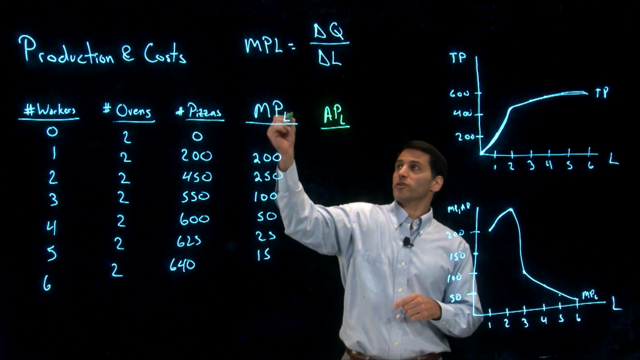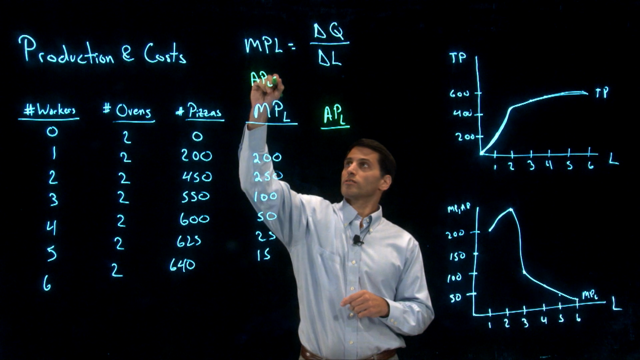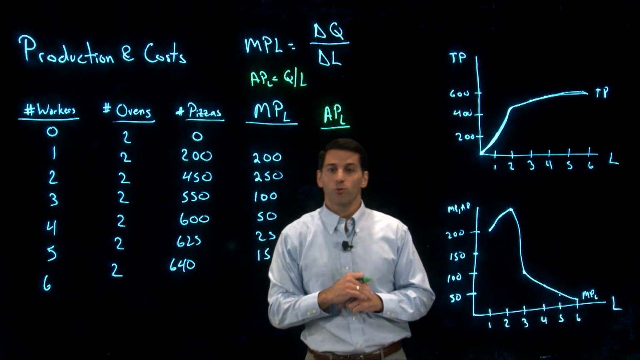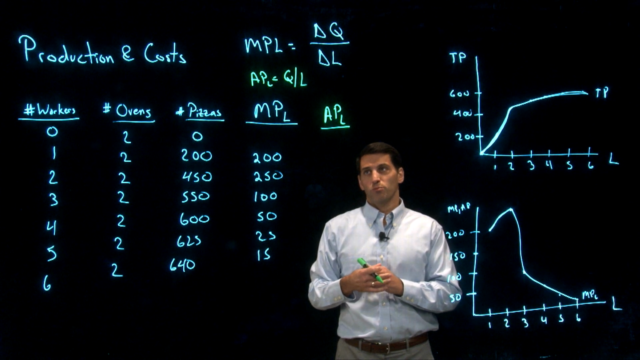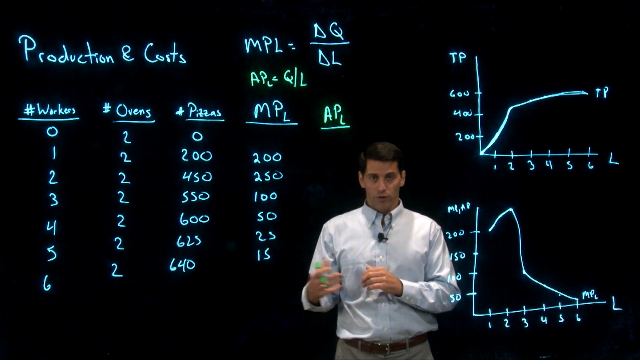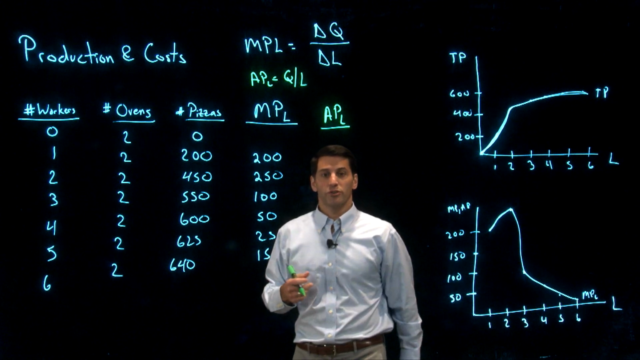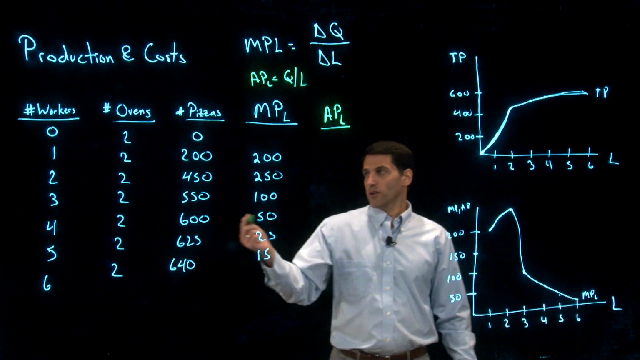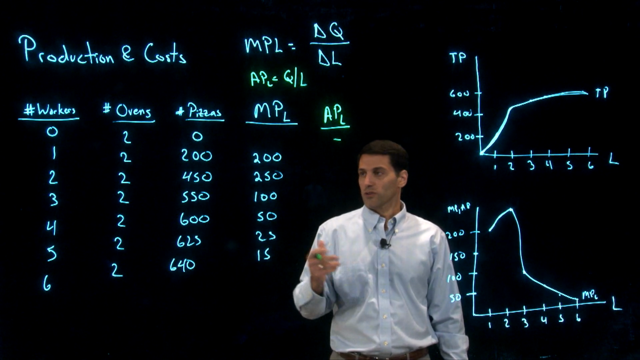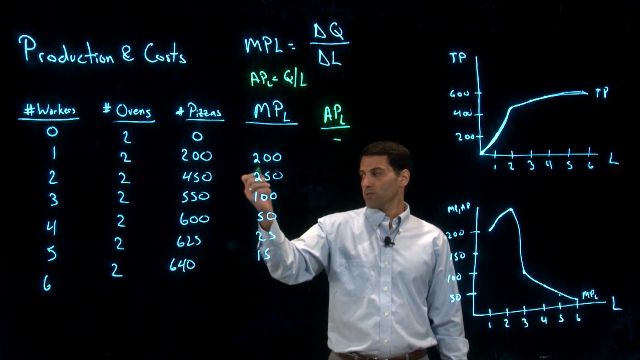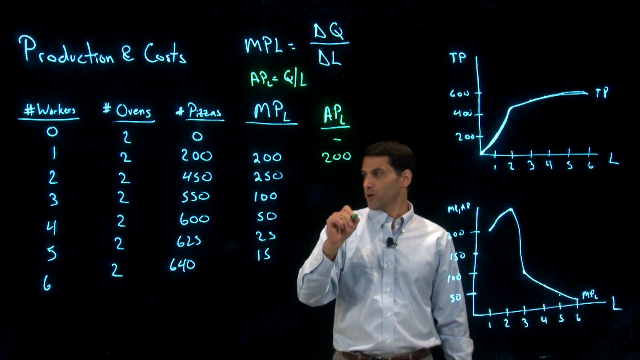Right? And the average product of labor is just Q over L, right? Output per worker, okay? So while marginal product of labor is the change in output per additional worker, average product is just output divided by the number of workers. And so, again, we can't define average product for 0 workers. So what is the average product when we have 1 worker? Well, it's 200 divided by 1, or 200.